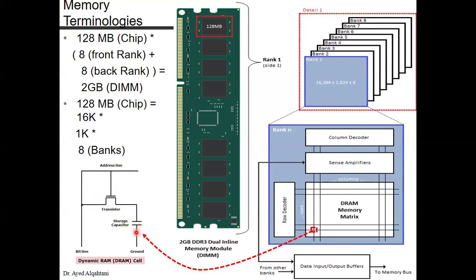So if the capacitor is full, it's a logic 1. If the capacitor is empty, it's a logic 0. Now let's see how we got the 2 gigabyte.